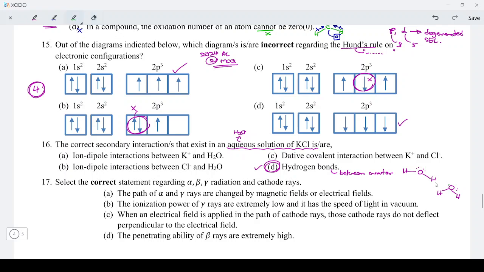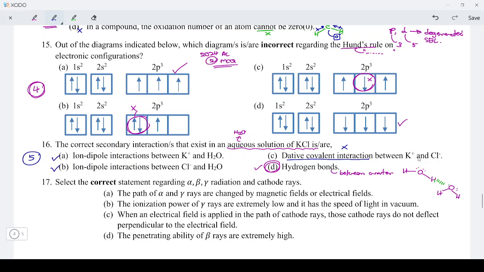Okay, so then what about the other things? They are telling here regarding ion dipole interactions. So there are two ions, K plus and Cl minus. They are also attracted to water molecules. That's how they dissolve in water. They make ion dipole interactions with water. So that both K plus and Cl minus making ion dipole are true. Okay, so then the answer is answer 5, and there are no dative covalent bonds formed.